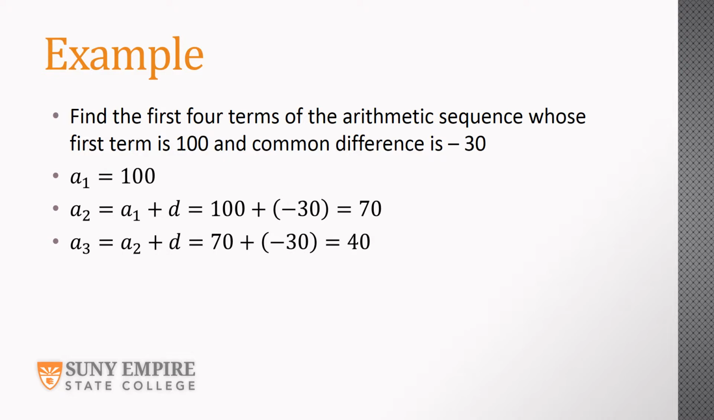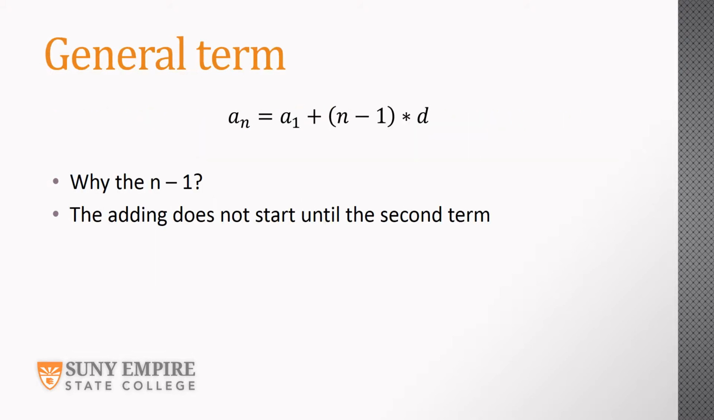Finding a sub 3, we add the common difference to the previous term. This is 70 plus negative 30, which leaves a sub 3 equal to 40. A sub 4 will be 40 plus negative 30, which is 10. Finding the first few terms of an arithmetic sequence, we can just keep adding. But what if we need to find the 50th term in the sequence?